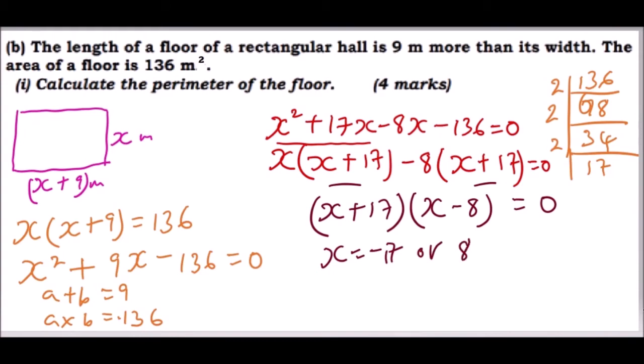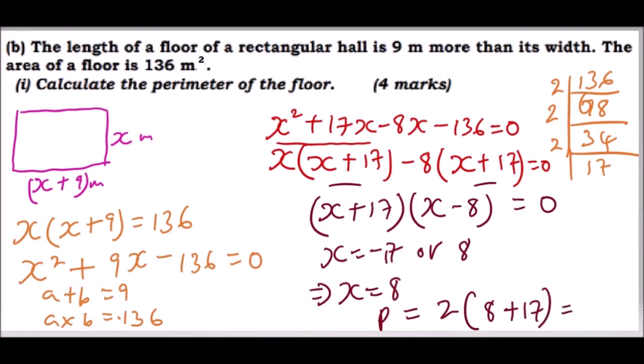And since we are talking of length, length cannot be negative, and therefore it implies that x is equal to 8. Therefore perimeter is equal to 2 times (8 plus 8 plus 9, that is 17), so that will be plus 17, and when you work out that, you should be able to get 50. So that is how you work out that question, and you get yourself 4 marks.